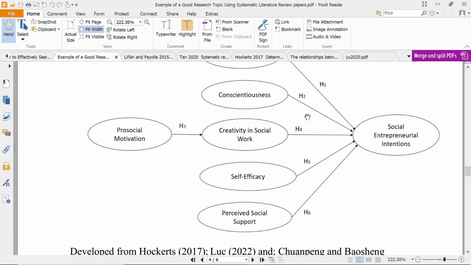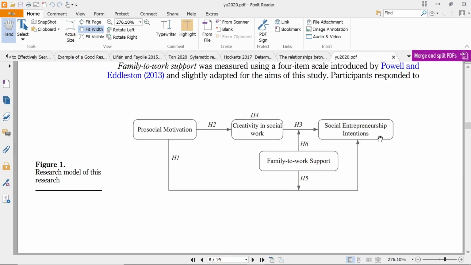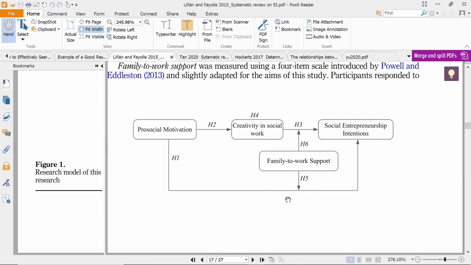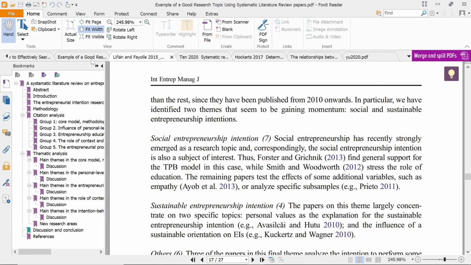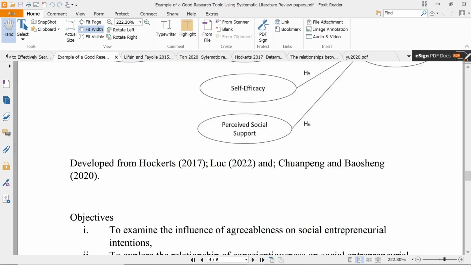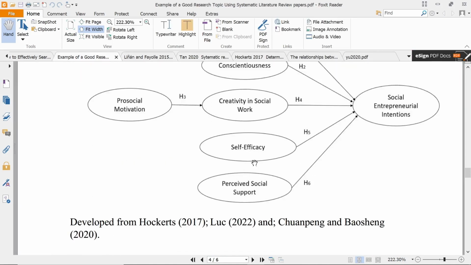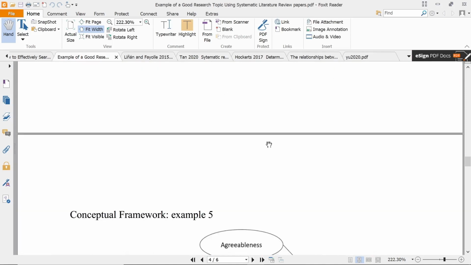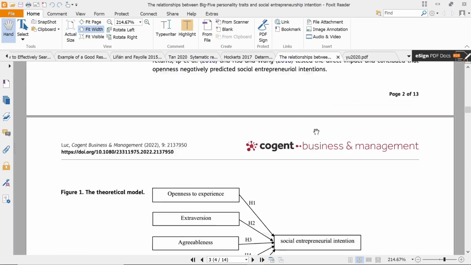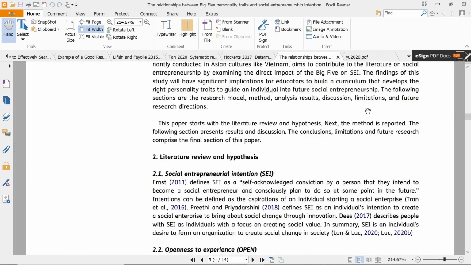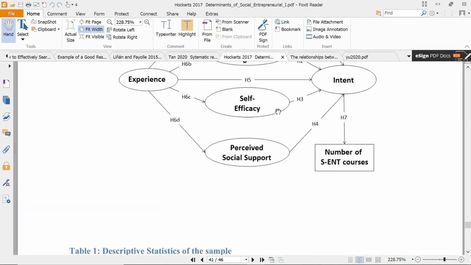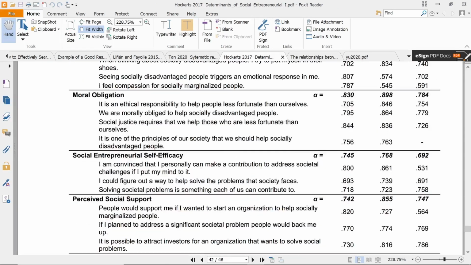So pro-social, I got it from this article. I got this from this article. So that's how I develop my conceptual model. So this is how I develop my conceptual model. For this one, I gave an example earlier for the questionnaire items. This one has got questionnaire items here.